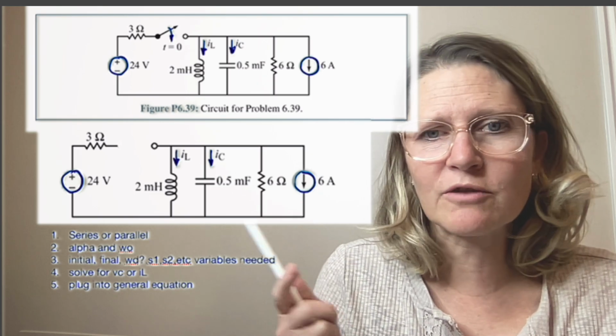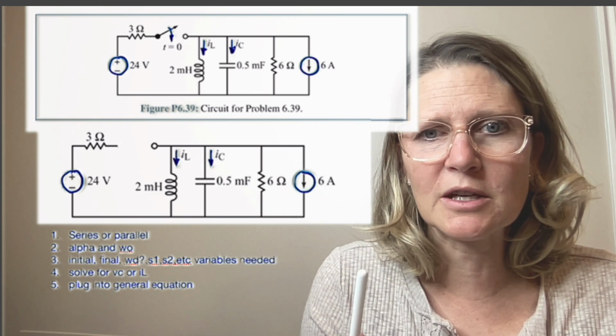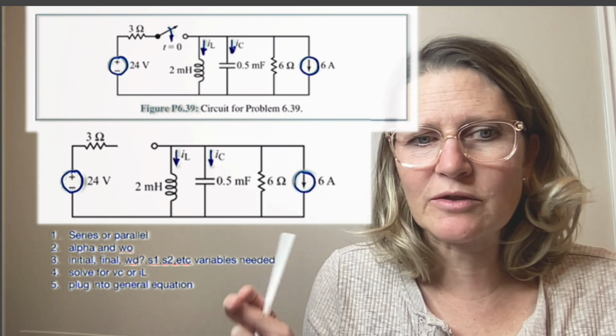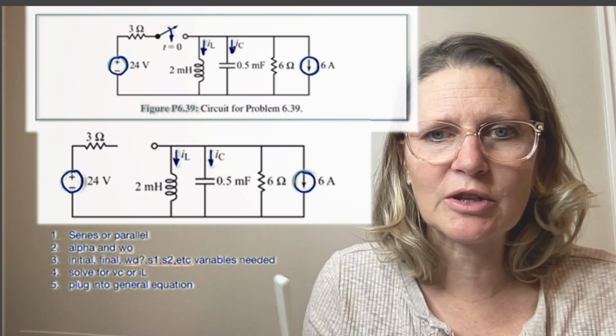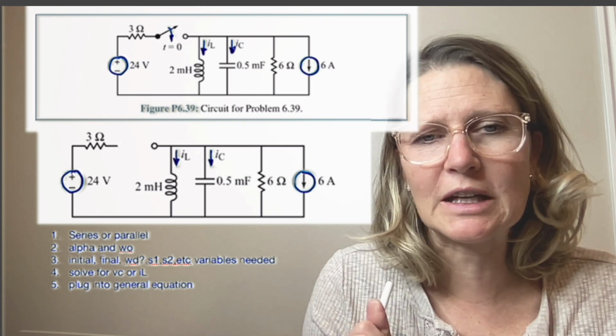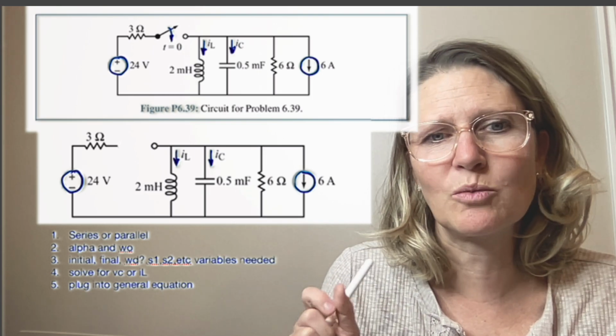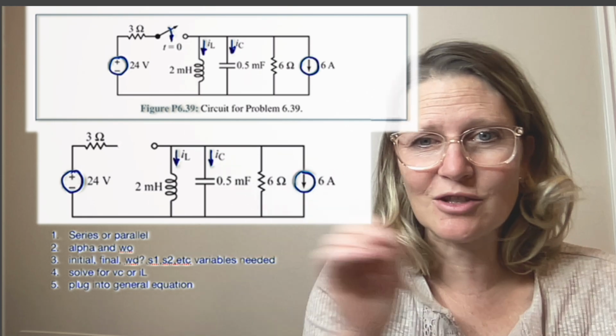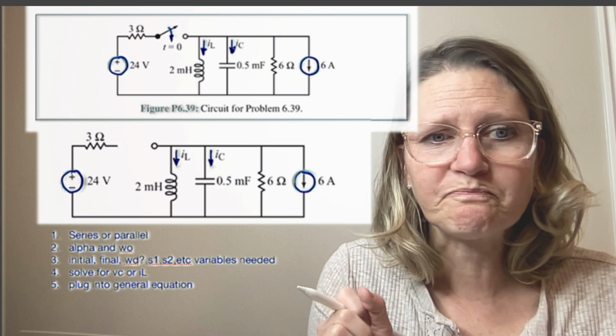So it will be initial values, final values. It could be the damping frequency, s1, s2, etc. Any other variables that you need to find, and then you're going to plug it into the general equation based on what type of circuit it is, and how it transitions from the initial to the final state.